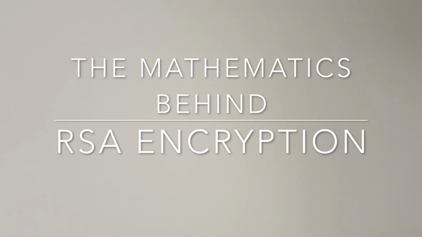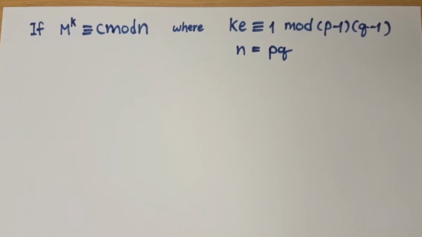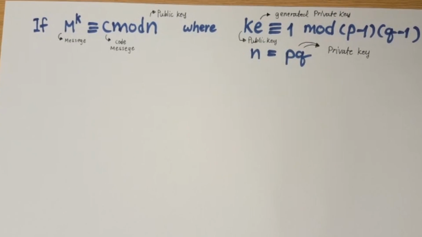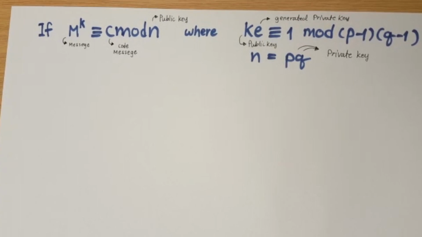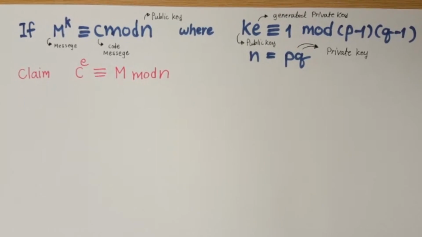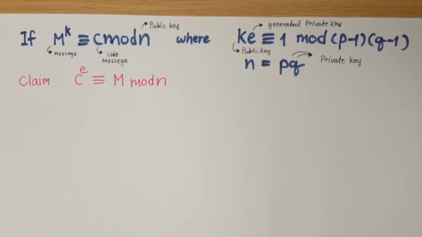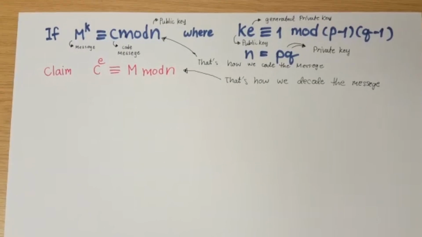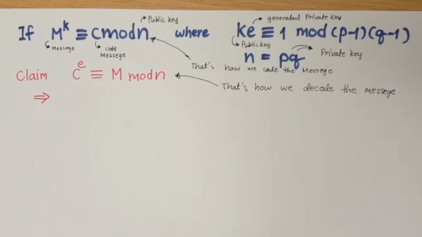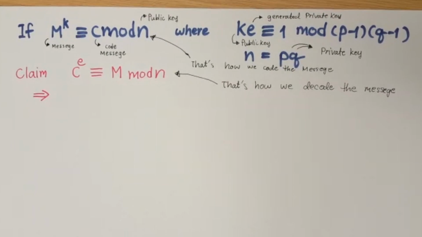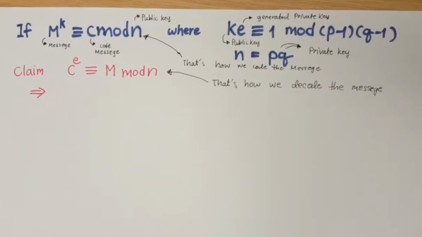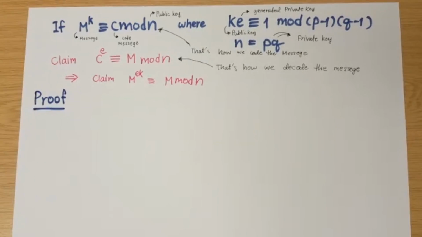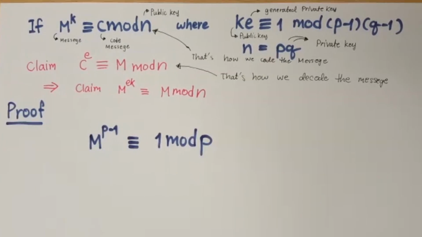Now I'm going to explain the math behind RSA encryption. P, Q, E are private keys, K, N are public keys. We are trying to prove C to the power of E is congruent to M mod N. That's how we encode and decode messages. By raising M to the power of K to the power of E, we can rewrite the claim as the following. That's how we prove it.